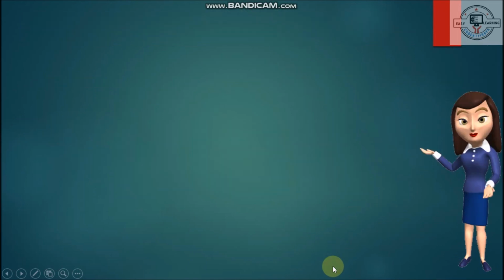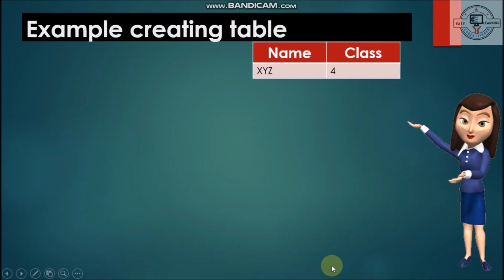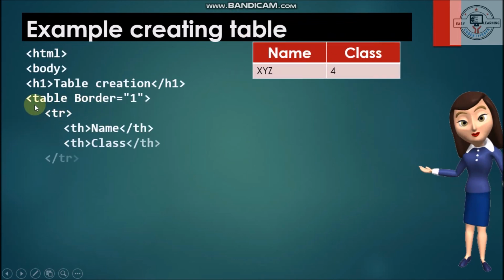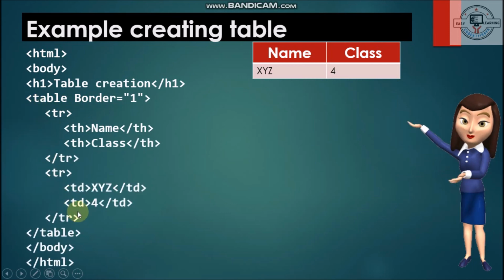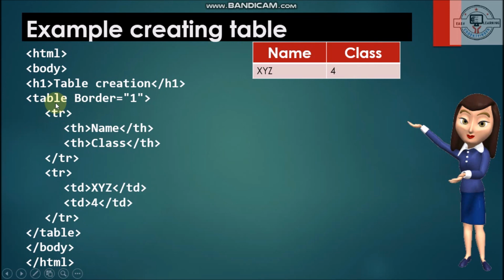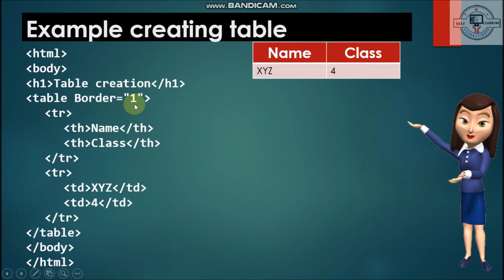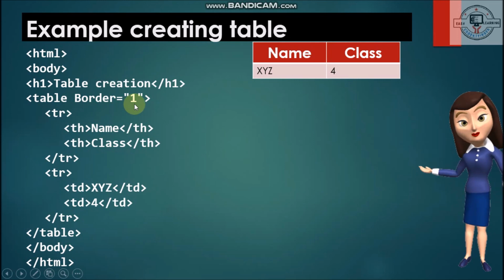Now just see the example of this. I am taking a small table here. So this is a simple example. Here I am taking table border because I want the border of this. That's why I am taking table here, and this is the border, and this border is an attribute, and we have to give some value. So I have given 1 here. I am starting with TR, table row.